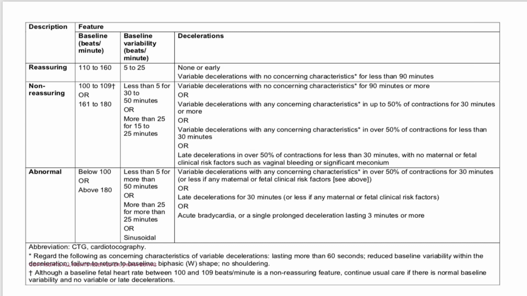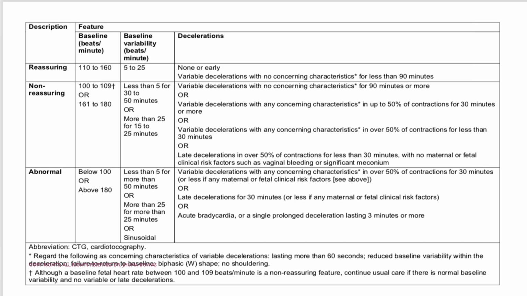And in your exam, they're going to give you questions mostly related to the intrapartum CTG. They will not give you any questions related to antepartum CTG. Okay. So in intrapartum CTG, always remember it's based on the baseline heartbeat, variability, and the deceleration. It will not include the acceleration. Okay. So based on these three things, we can classify them as reassuring, non-reassuring, and abnormal.